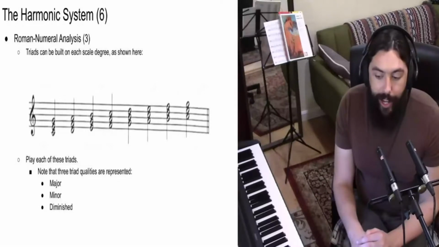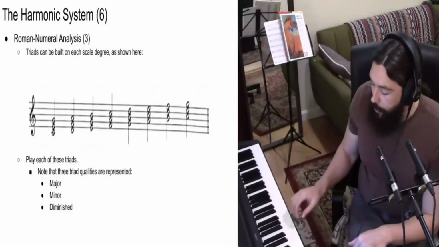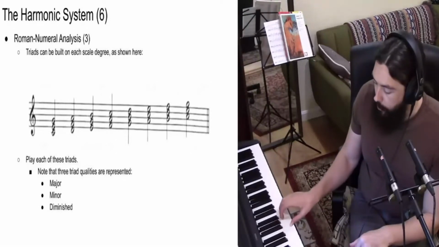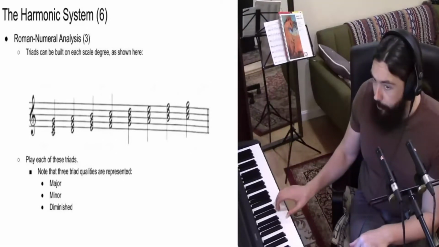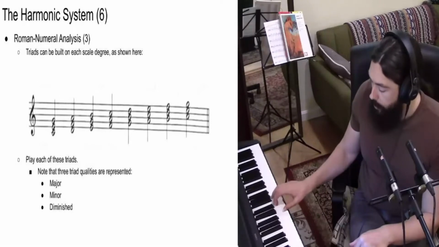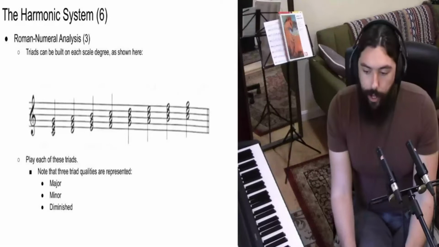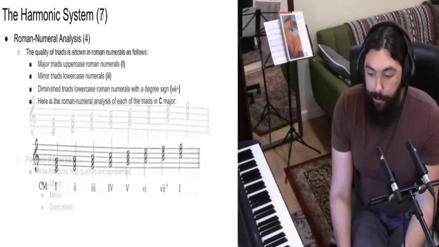Note that 3 triad qualities are represented. We have major, we have minor, and here's another minor, then major, major, minor, diminished, and then major again. Okay, moving on to slide 7.